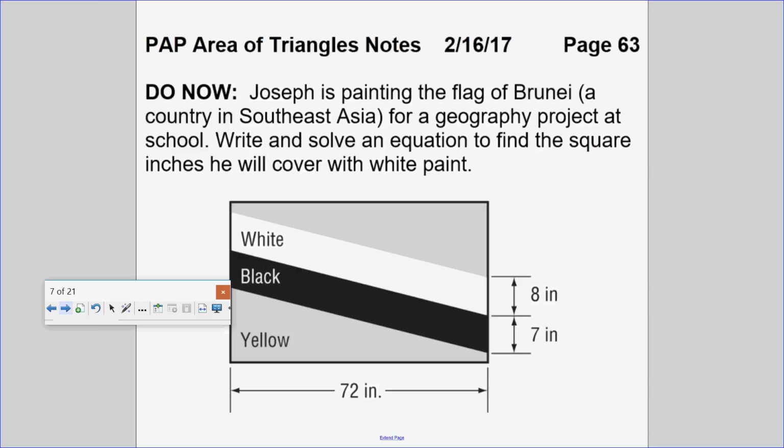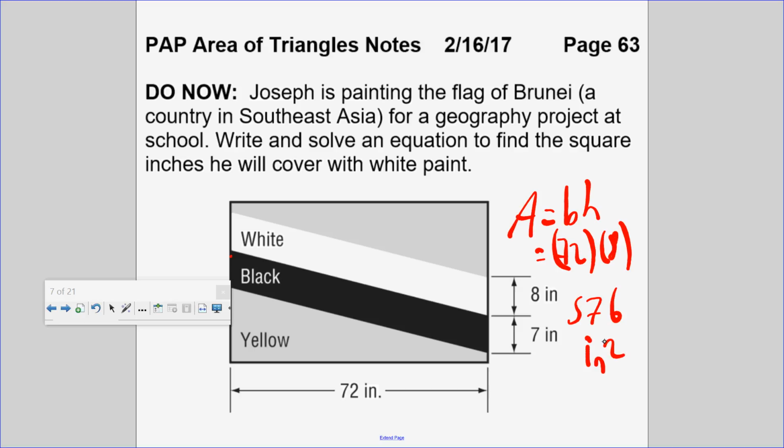So let's look at our do now. Joseph is painting the flag of Brunei, a country in Southeast Asia. I believe it's connected to Indonesia. For a geography project at school, write and solve an equation to find the square inches he will cover with white paint. So this is white paint. This is the shape of a parallelogram. The base of this is 72 inches. The height of the white paint is 8 inches. So if I multiply 72 by 8, 576 square inches. It will be the area of the white paint.